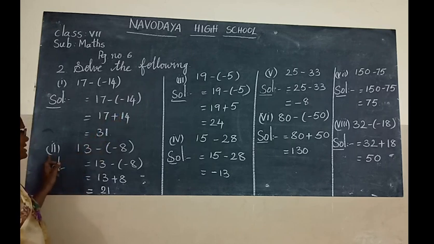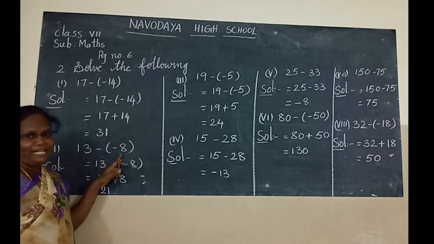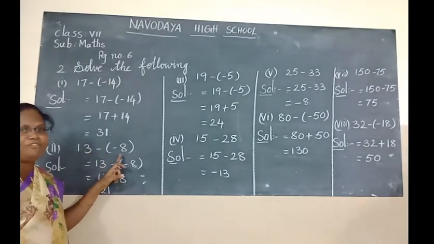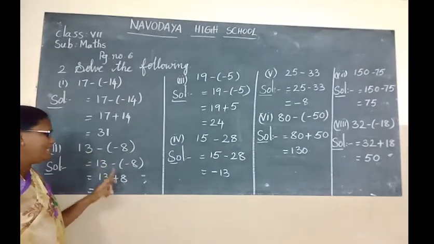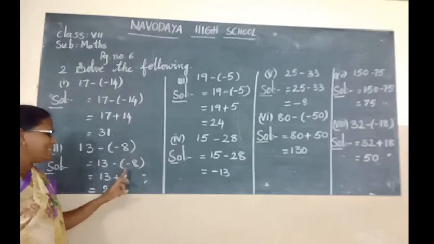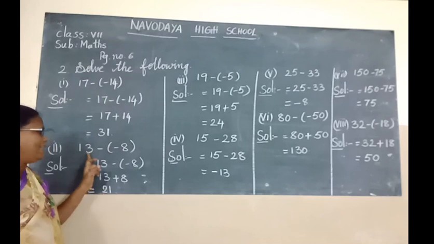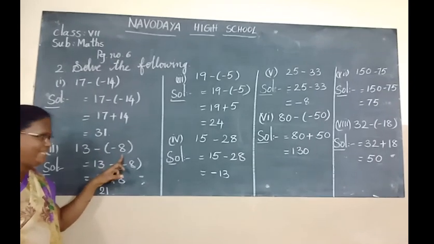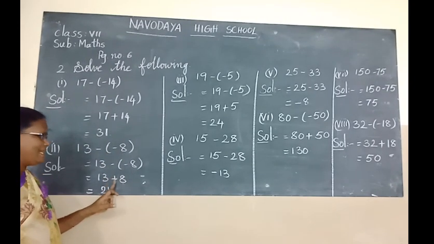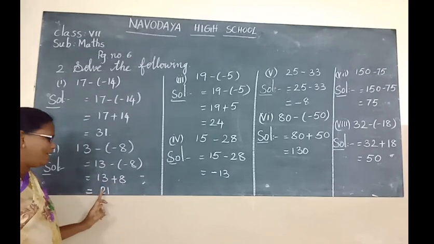31. Next, second sum. 13 minus of minus 8. Minus into minus plus. 13 plus 8. 13 plus 8 is equal to how much? 21. 13 minus of minus 8. Minus into minus plus. 13 plus 8, 21.